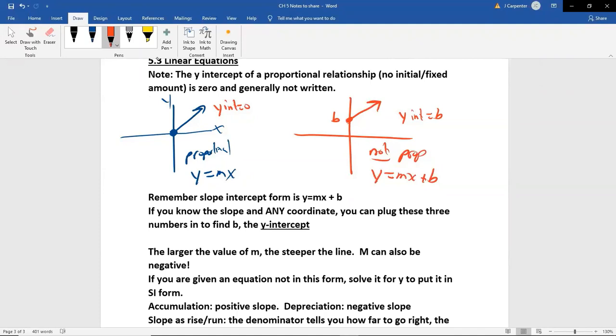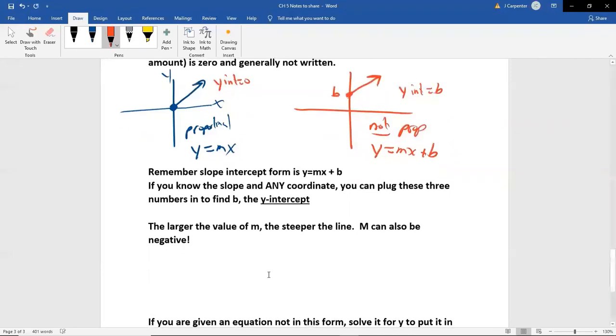And we've already talked about how if you know any slope and any coordinate, you can plug these three numbers in to find b. Again, we did an example like that last class. I'm not going to do it again. Like I said, most of this is just retreading. A couple new words, though, coming up. The larger the value of m, the steeper the line. So again, that's something we already talked about.